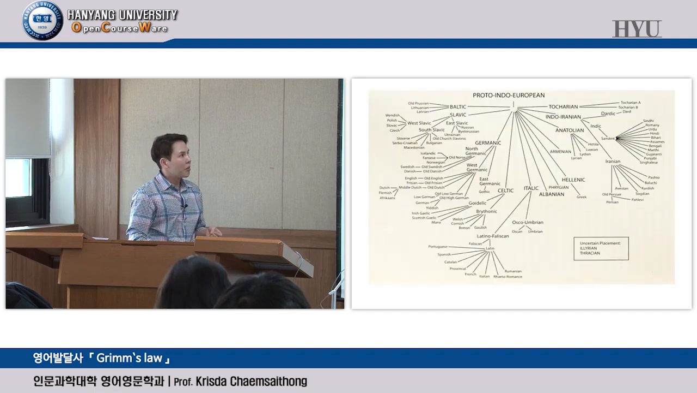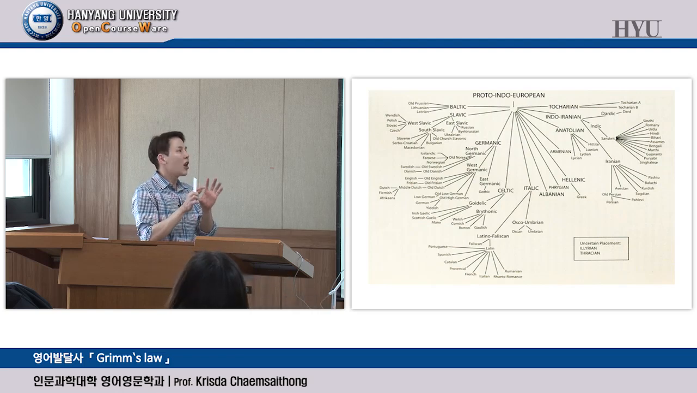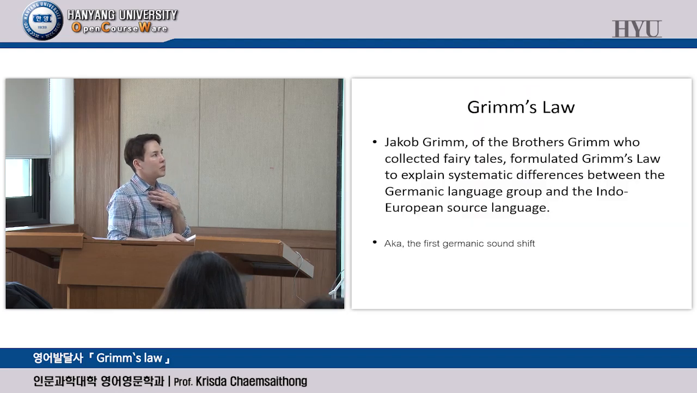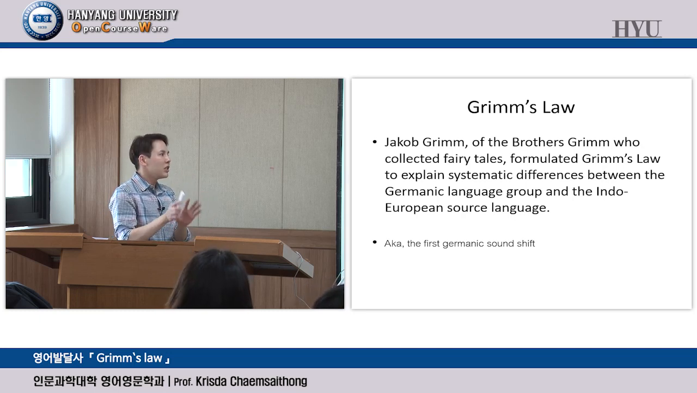Again, remember I said that there must be a lot of changes that happen between Indo-European and these groups, right? So one set of changes will affect Indo-European and then change that into Germanic. Another set of changes will affect Indo-European and then change it into Celtic, like that. So that's what we will study today. So Grimm's Law explains how Indo-European changes into Germanic.